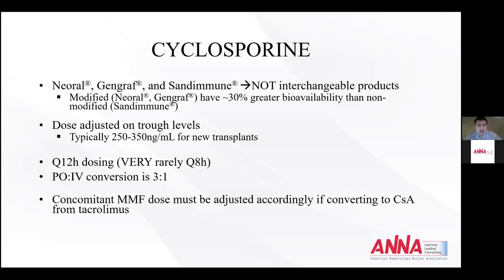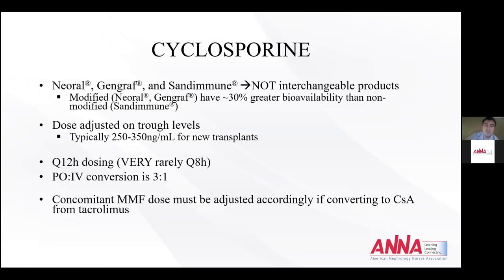You will be on a trough level somewhere between 250 and 350 for new transplants. I usually see them somewhere between 200 and 400 long-term post-transplant. And then again, you'll have every 12-hour dosing. We really hardly ever use Q8 dosing, whether it's TAC or cyclosporin, due to the nephrotoxicity. Here's your PO to IV conversion if you need it.